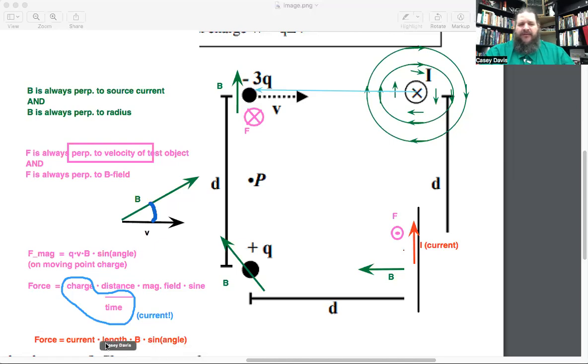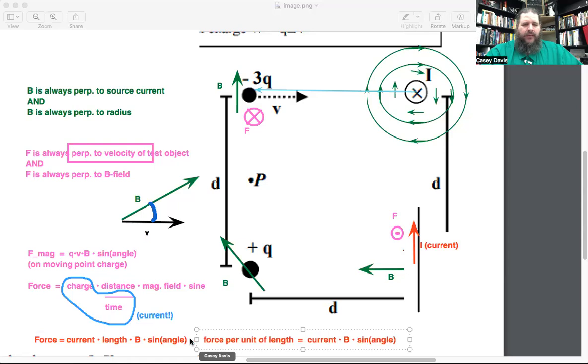And we often rewrite this by dividing both sides by length. So you could say force per unit of length, that is like force per centimeter, for instance, equals, and then all that's left on the other side would be current times magnetic field times sine of the angle. So we can write this as how much force, how many newtons of force, we experience per meter of length of the wire. But either of these would apply to a wire, because a wire with current will experience a force in the same way that a charge that's moving will experience a force.